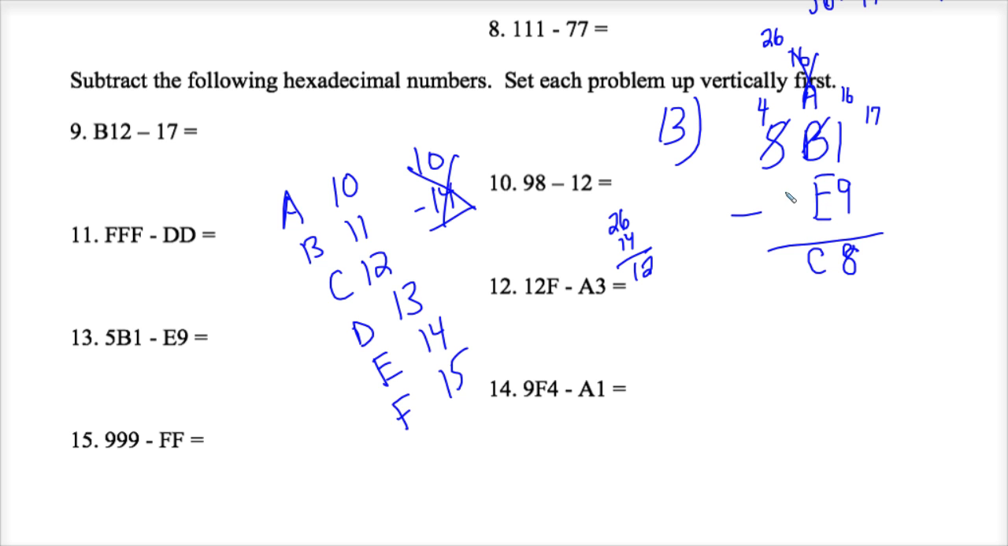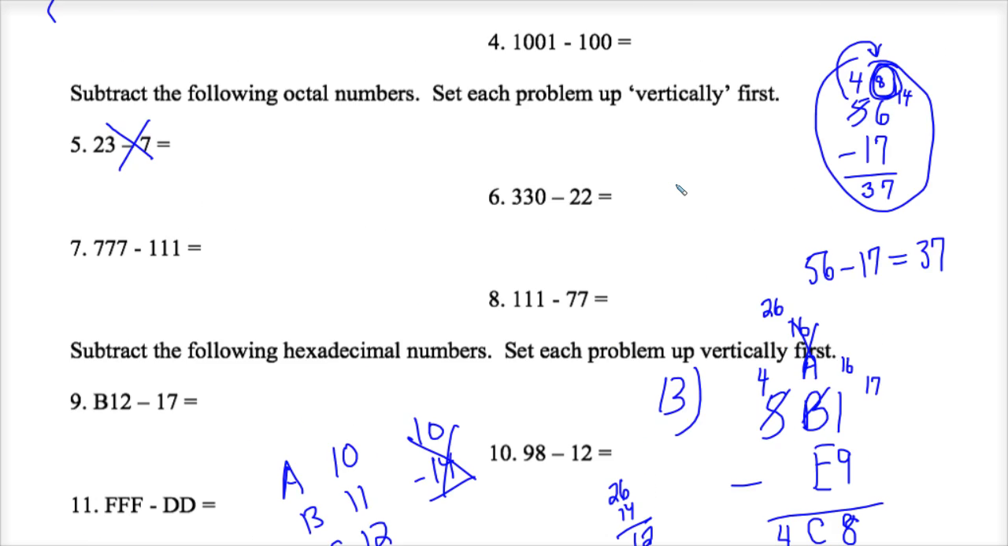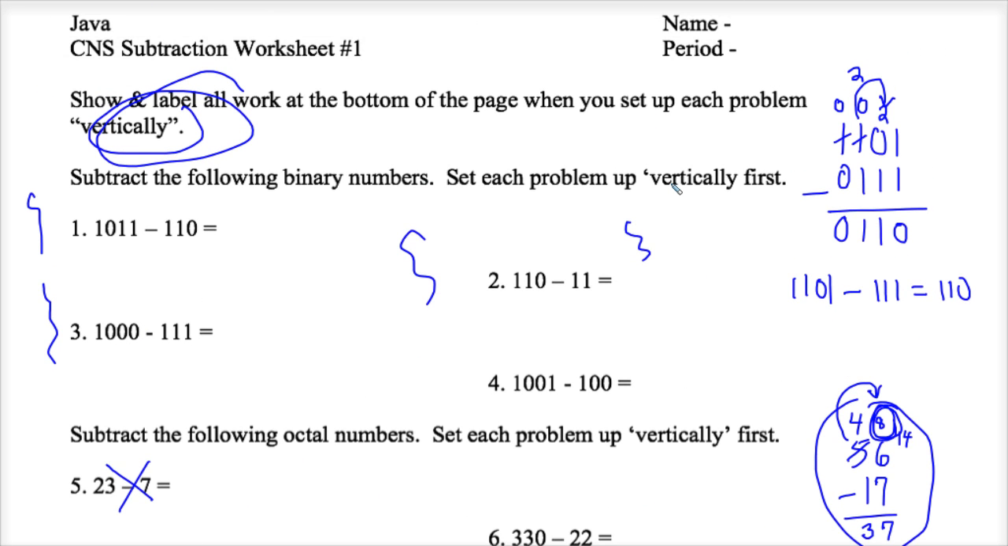Okay, the rest of the problem is easy. 4 minus the invisible 0 here is 4. So the final answer here to exercise 13 is 4C8. If you don't believe me, check it. Take 4C8 and add it to E9. We learned this in a previous video or on a worksheet, and I bet if you check that, it does work out to be 5B1, which of course is what it should be. Hopefully now you can use the examples that I provided on this worksheet for hex, octal, and binary subtraction. Good luck.